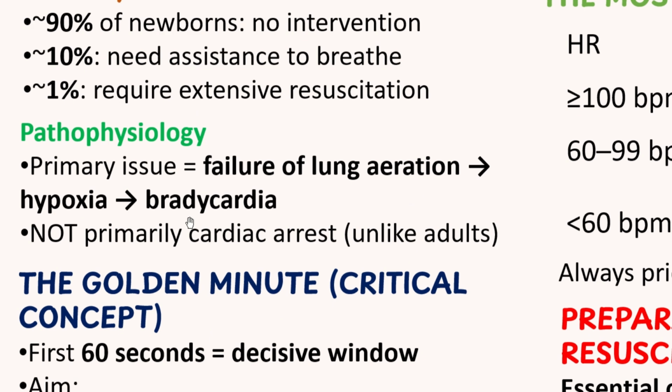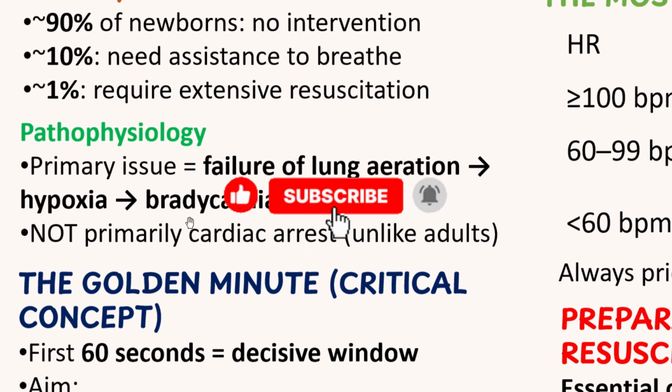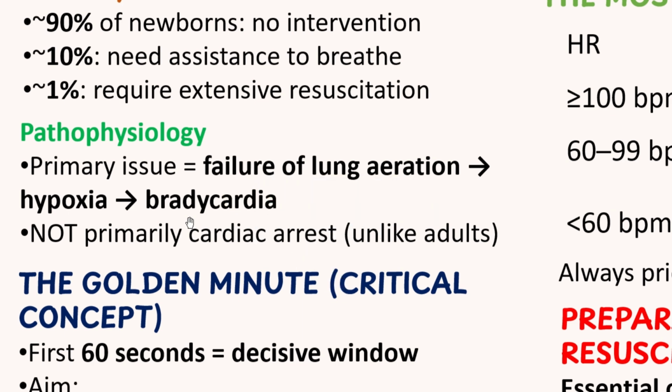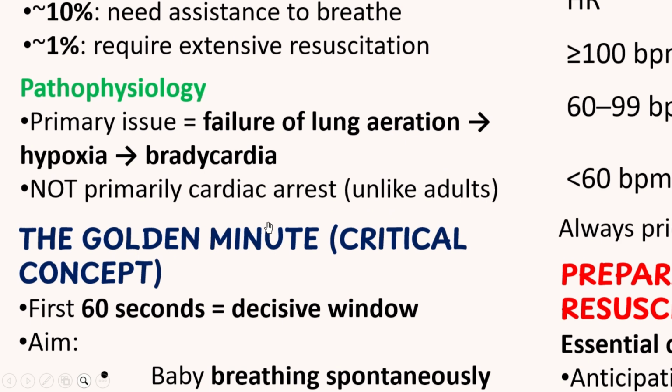When you look at the pathophysiology, something that is different from adults is that the primary issue in neonates is failure of aeration of the lungs. When the neonate has failure of aeration of the lungs, they're going to have hypoxia, and when they suffer hypoxia, they develop bradycardia. Now, in adults, most of the time the most common cause of resuscitation is cardiac arrest, and you realize that chest compressions are going to be the area of focus.